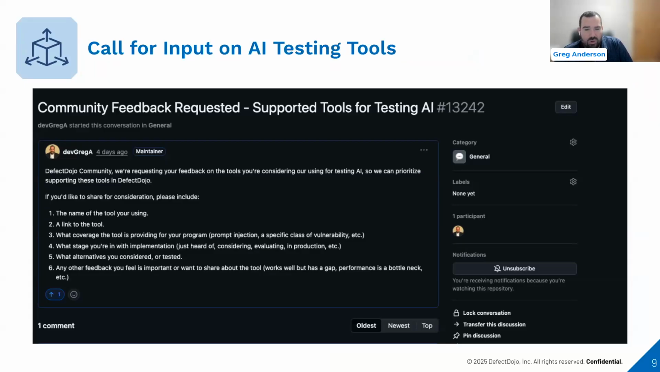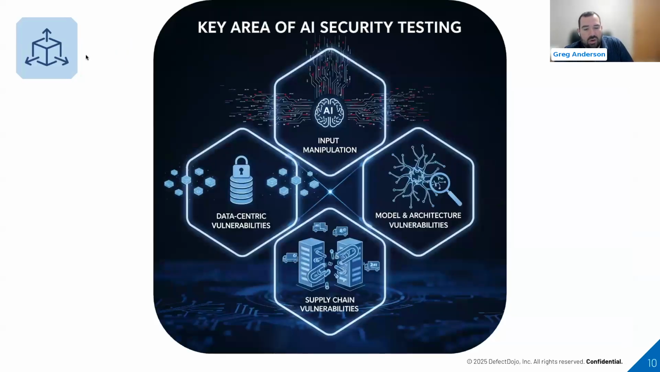The type of things we're looking for are listed, but at a high level, we want to understand what tools you like, what tools are working well for you, and what their shortcomings are, to support these tools in the future and also help people create a comprehensive view of doing AI security testing successfully. When we think about AI security testing today, we've largely broken it down into four categories. There's a million ways to slice this, in all honesty, but to start with, this is how we're thinking about it at a high level.